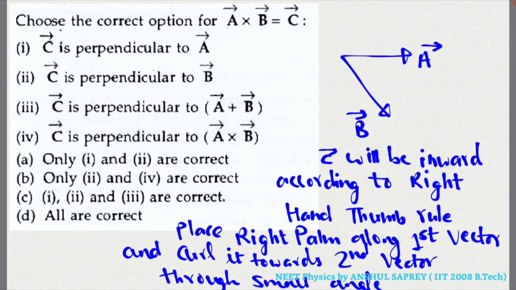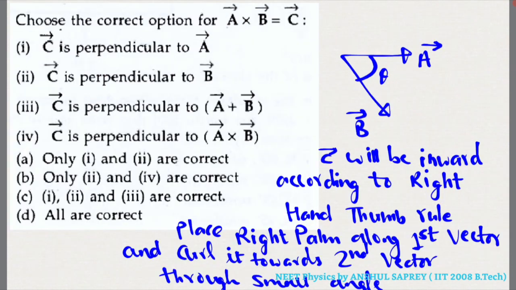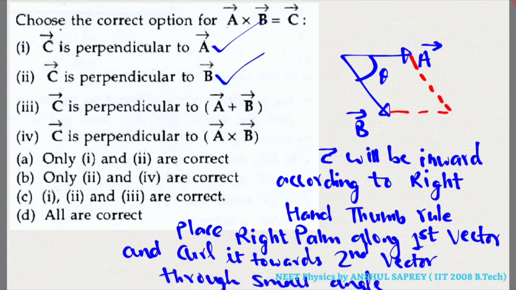So if you place your right hand along a vector and curl it towards b vector through a smaller angle theta, then you will see the thumb is pointing inward. So direction of thumb gives direction of a cross b. So since c vector is inward, c vector is perpendicular to a vector, c vector is perpendicular to b vector. Also, a vector cross b vector can be drawn with the help of parallelogram law.